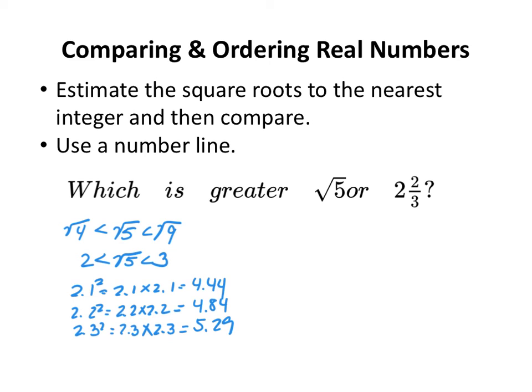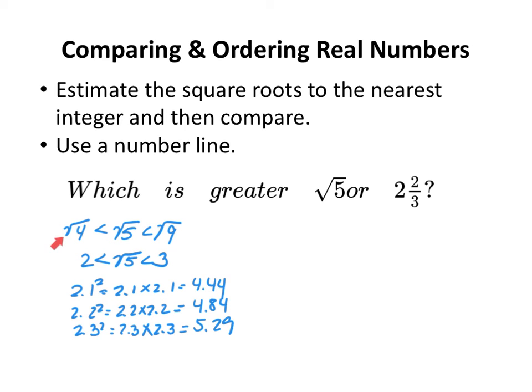All right, so we can also use the approximation of a square root to determine which number is larger, or if I'm going to order rational numbers or real numbers. And in this case, I'm comparing the square root of 5 to 2 2/3. So which one is greater? Well, I need to find the square root of 5. So I've already set this up.